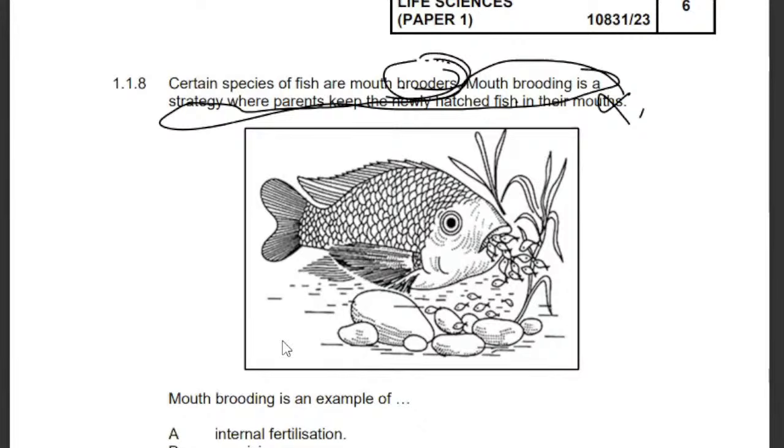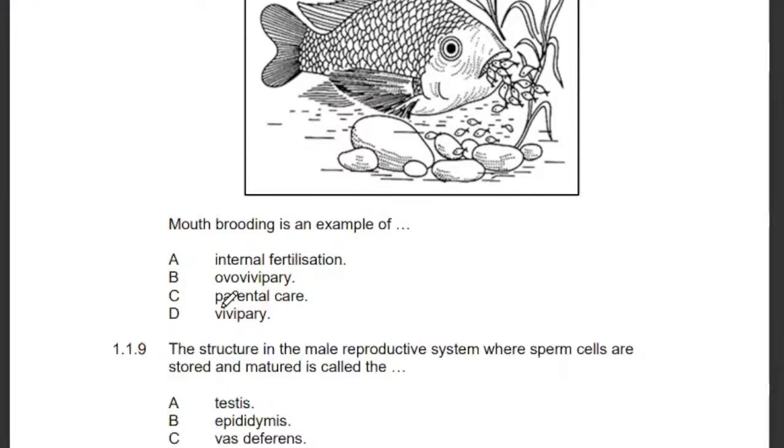So it's only related to care. You're trying to care for these kids you have given birth to or you have hatched. Understand? So they're saying that mouth brooding is an example of internal fertilization. No, there is no involvement of sperms here. Viviparity would have been, but it's not in the mother's womb. So it's also out. So parental care, this is the most correct.